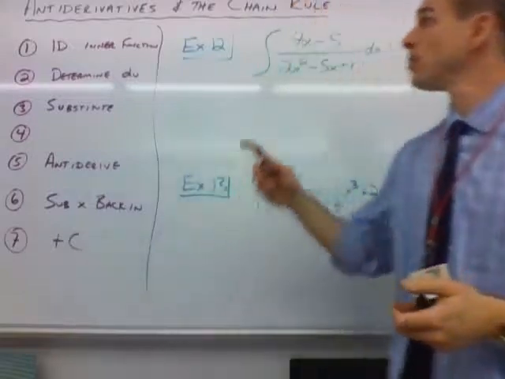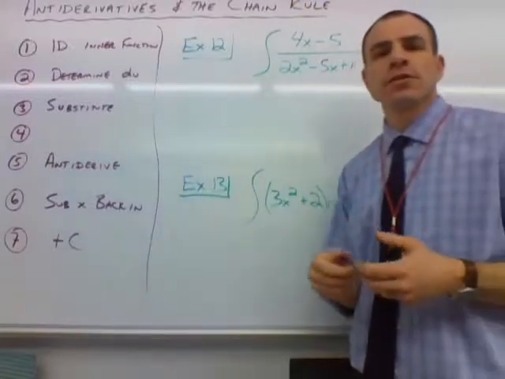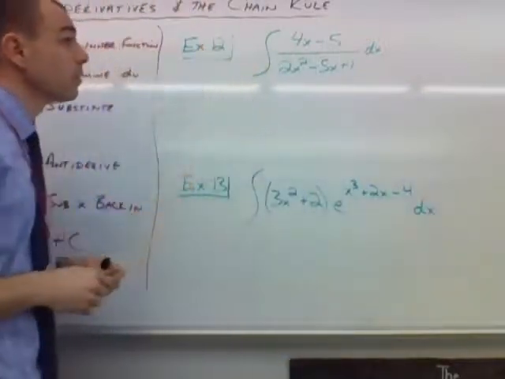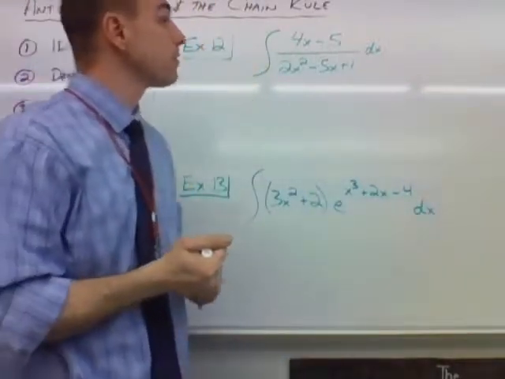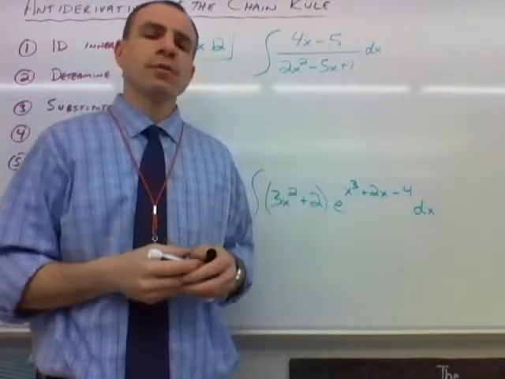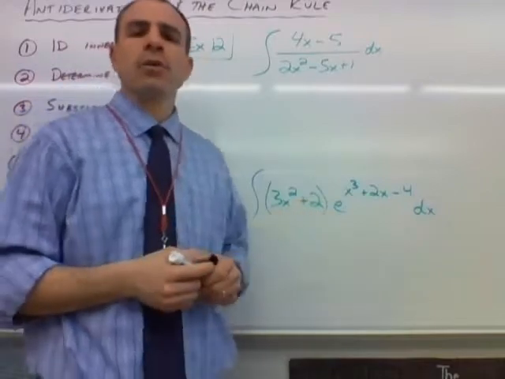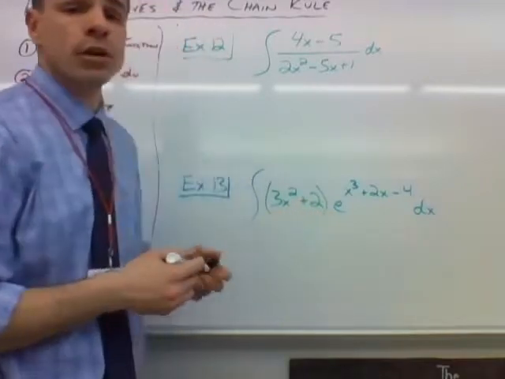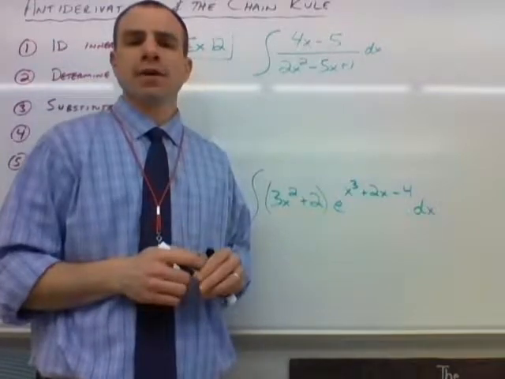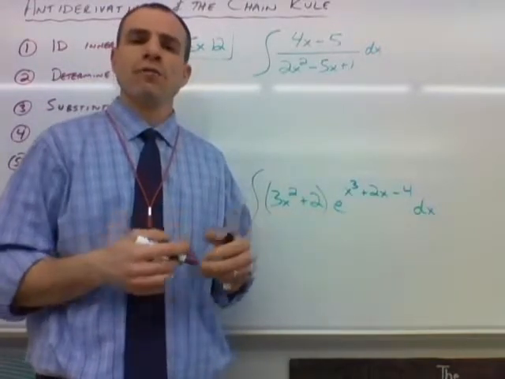Continuing on with example number 12, we have our first rational function here, where we have 4x minus 5 over the quantity 2x squared minus 5x plus 1. Okay, so where do we go with this one? Because we're not multiplying like we are in example 13 or some of the previous examples. And again, we're trying to identify that inner function so that we can work off of that.